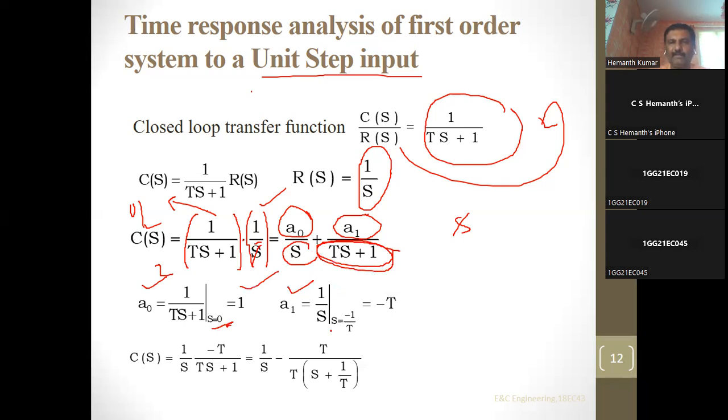Plus one, simple. To avoid it, I shall multiply by Ts plus one.